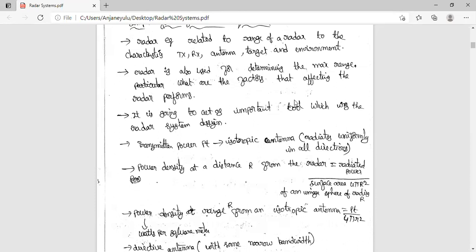So finally, from the transmitter section, the total power transmitted from the antenna is P_T into G. This power travels a distance capital R, then it reaches the target if the target is present. So here we have to calculate the power density. The transmitted power is P_T into G.